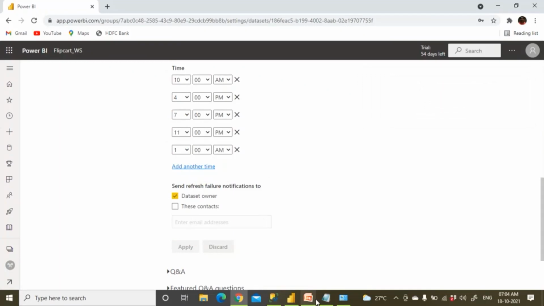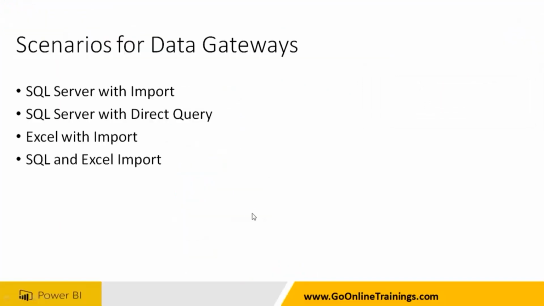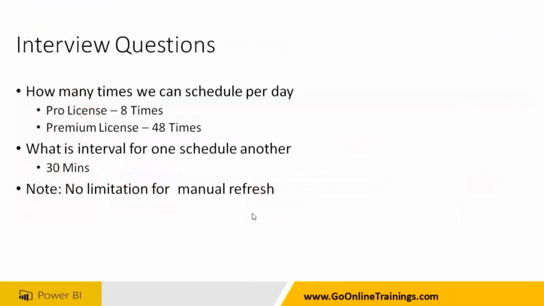Premium means you can go for 48 refreshes. So how many times can we schedule per day? Pro license 8 times, Premium license 48 times. What is the interval from one schedule to another? Minimum 30 minutes. So you cannot have it every 5 minutes or every 10 minutes. That is the thing.